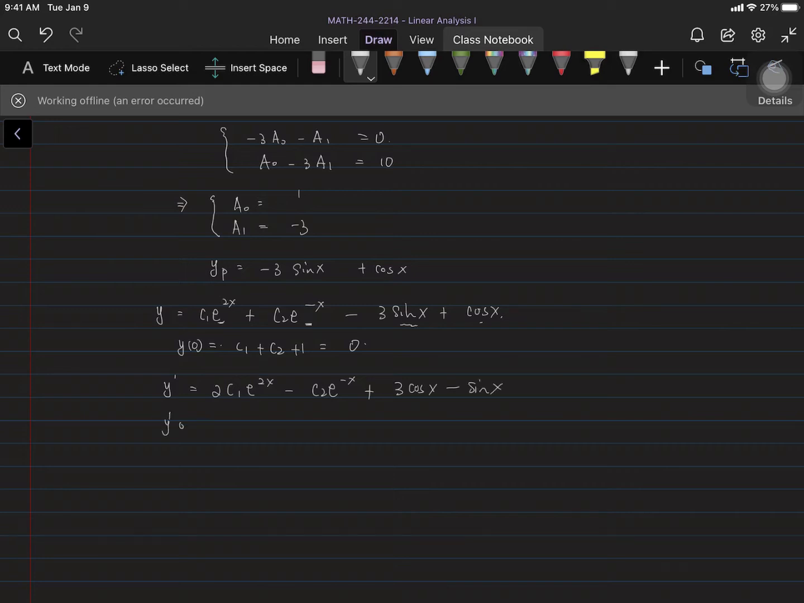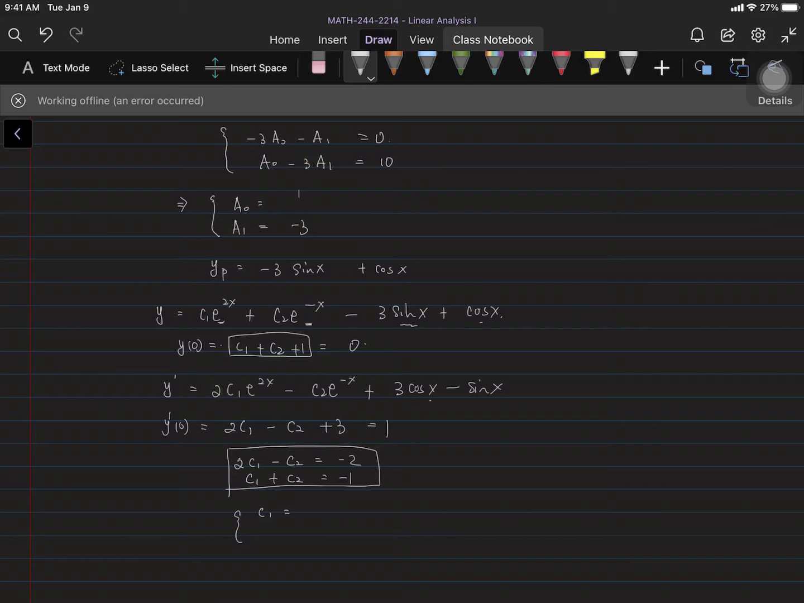Okay, y prime 0 equals what? 2c1 minus c2, and 0 here plus 3, and initial condition is 1. So what we get here? We get 2c1 minus c2 equals negative 2. And then combine with the other equation, which is c1 plus c2, which is negative 1. We can solve for c1, c2. We can add those two together, so we can solve.